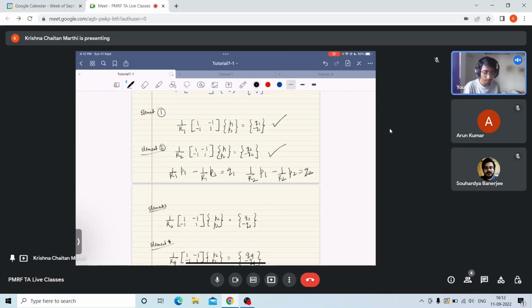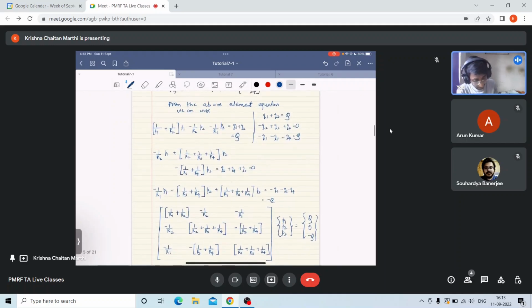And q1 plus q2 is what? It is capital Q. So I got 1 by r1 plus 1 by r2 times p1 minus 1 by r2 times p2 minus 1 by r1 times p3 as q1 plus q2, which is equal to capital Q. So this is what the expression is.